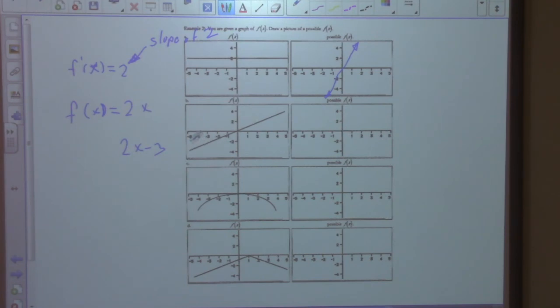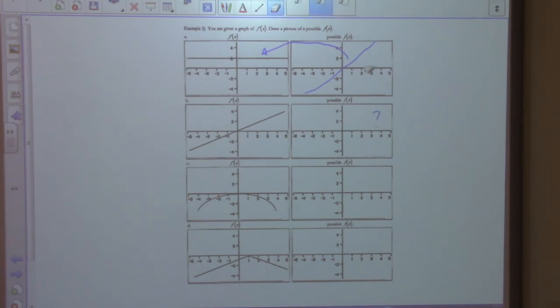Okay, next, this one right here. For the second one, what is your possible one here? You can make a number line right underneath it and figure it out. Remember, this resulted in this. What is going to result in this as a derivative of it?